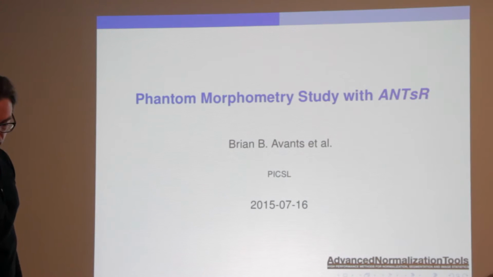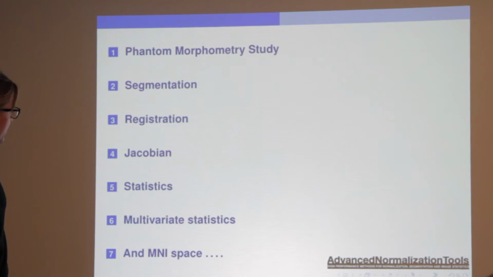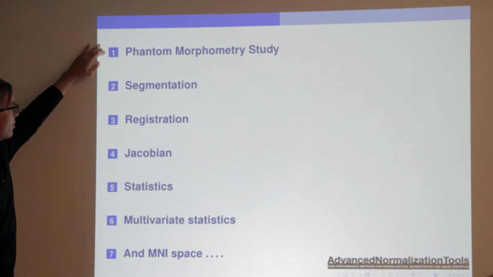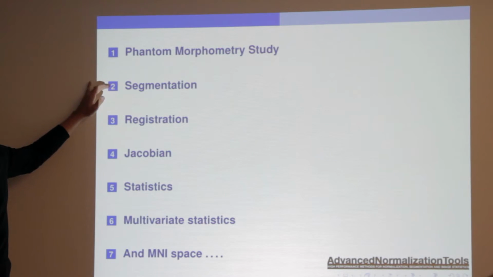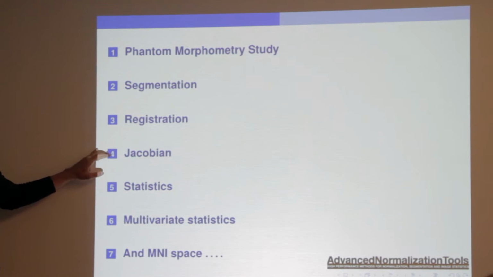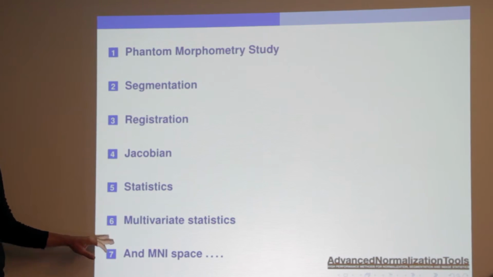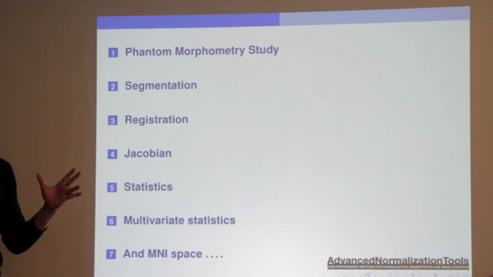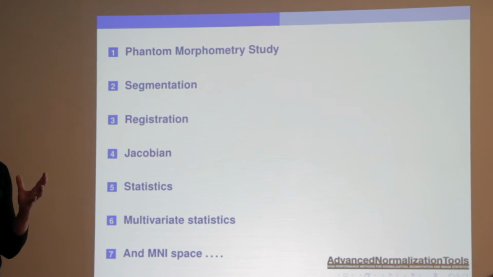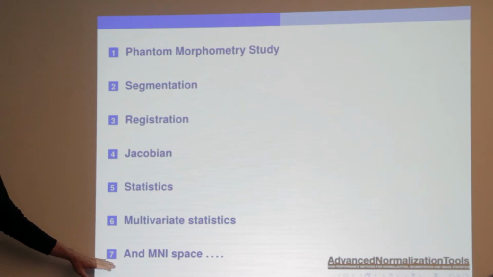And this is the title page, and the second page is the headings. So the overview of the study, the segmentation step, registration step, how we compute the Jacobian, this is all in R, how we do the statistics, how we do multivariate statistics, and then I add on this: this is all 2D, but what if you got some blobs and you want to know their coordinates in MNI space? I have a quick example for how to do that.